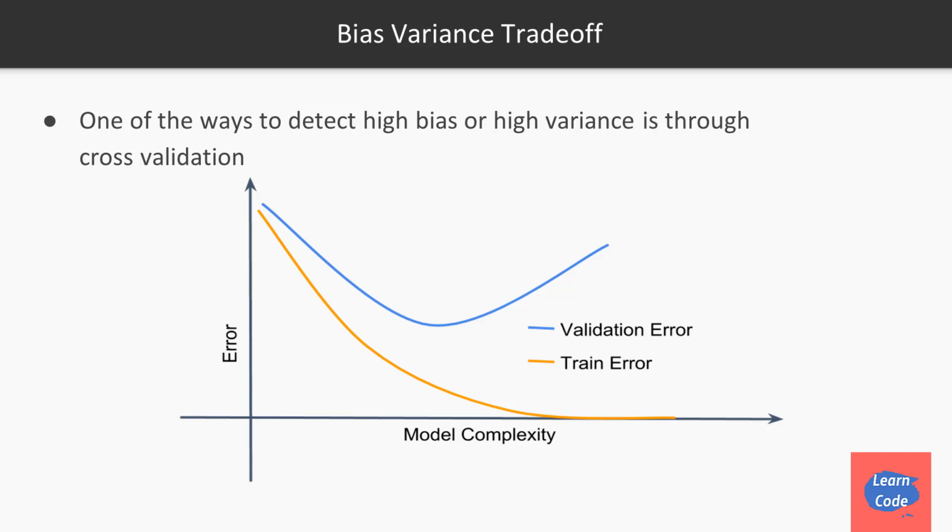As you keep increasing the model complexity, the training error keeps going down, but at some point the validation error will start to increase. This is the optimal point where you have both low variance and low bias.